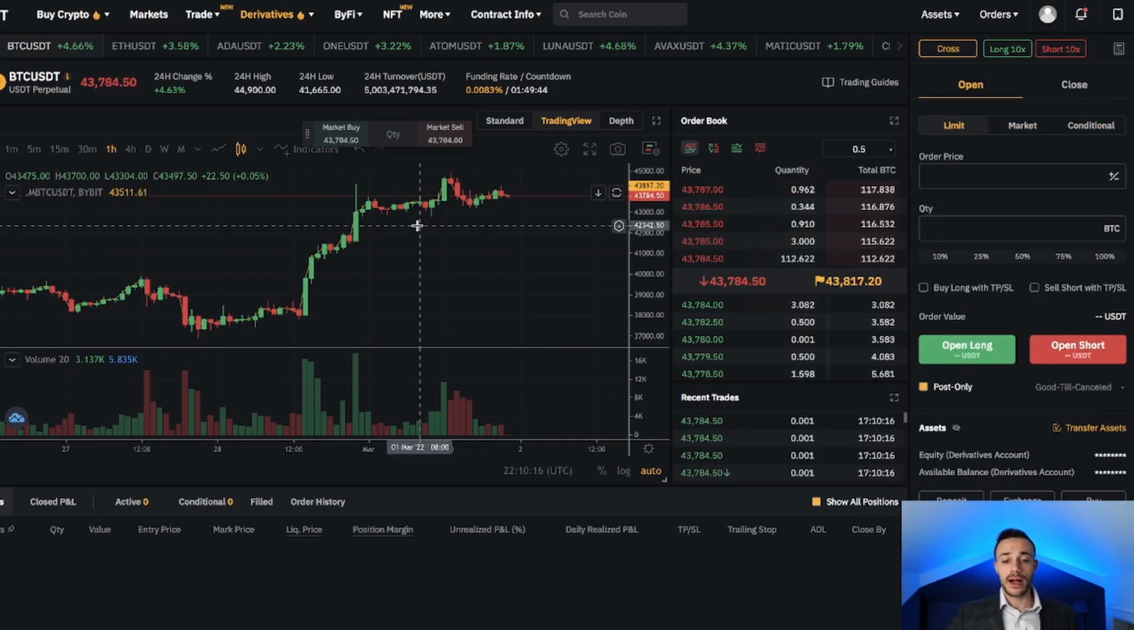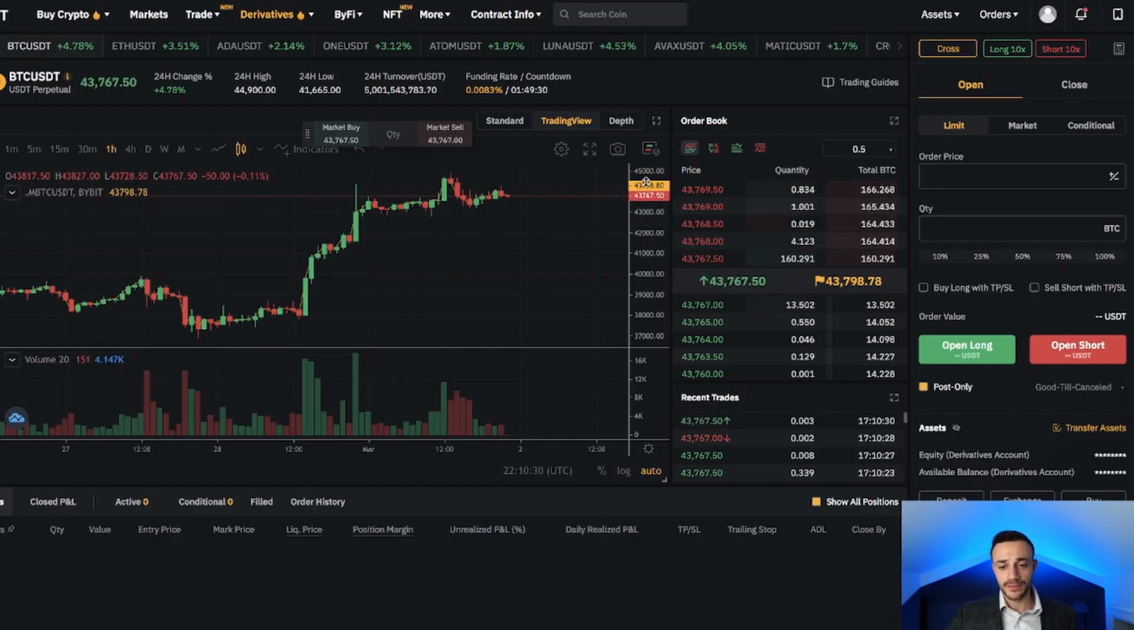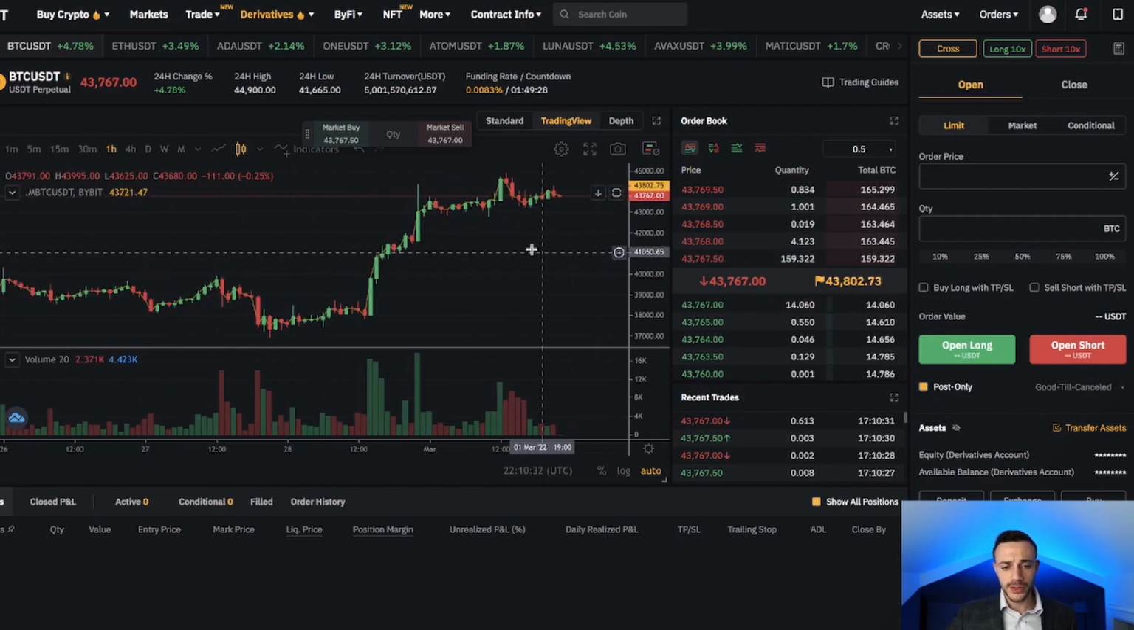A limit order allows you to determine the price that you're going to enter the trade at ahead of time. So for that previous example, we were going to take the long on Bitcoin. This already played out, so I'll just go through the example. We were going to take the long at $43,750. Price is right there, so I'm really not going to use this example.